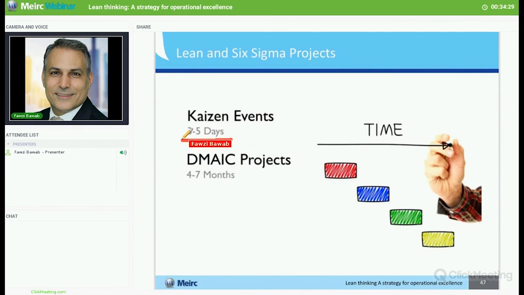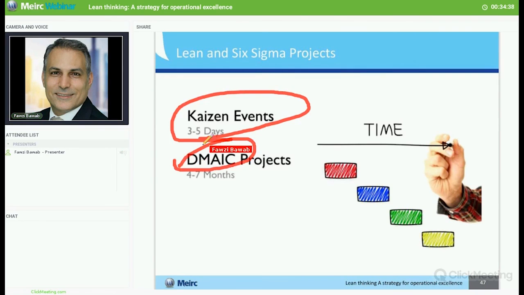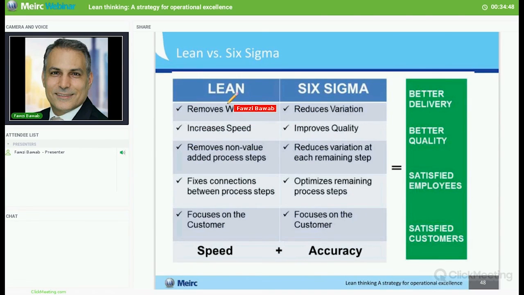Lean usually takes shorter, so we call them Kaizen events. They could range between 3 to 5 days or maybe 2 weeks. Six Sigma, which runs the methodology of DMAIC, define, measure, analyze, improve, control, can take, of course, longer, 4 to 7 months, and that comes into the Six Sigma training. And here's the summary. Speed, Lean, versus accuracy, Six Sigma, but both will result in better delivery, better quality, and satisfied employees, and of course, customers.